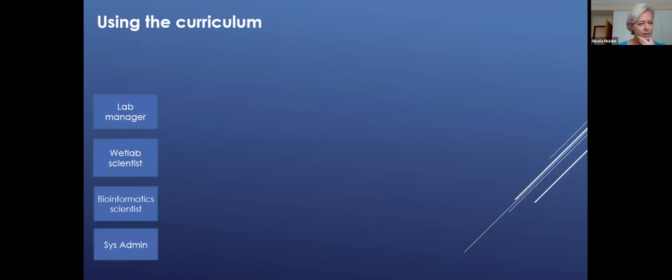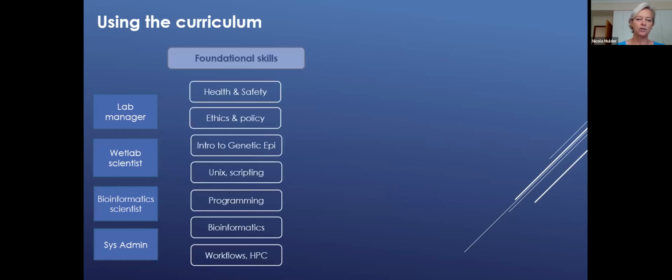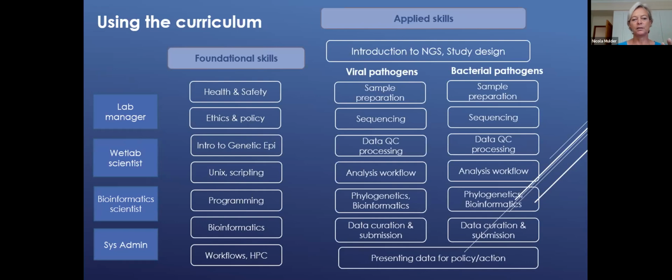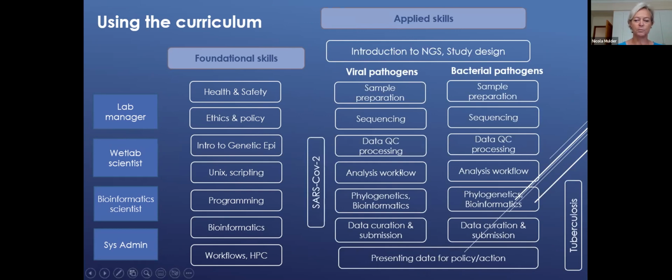So how do we plan to use this? If we think about a public health institute and the staff that they have, we've got a set of foundational skills and a set of applied skills. Foundational skills will be the basic things that people need to know, or the skills they need to have. And then the applied skills will depend on whether they are working on viral pathogens or bacterial pathogens. And then there might be additional applied skills based on whether it's SARS specifically or TB.